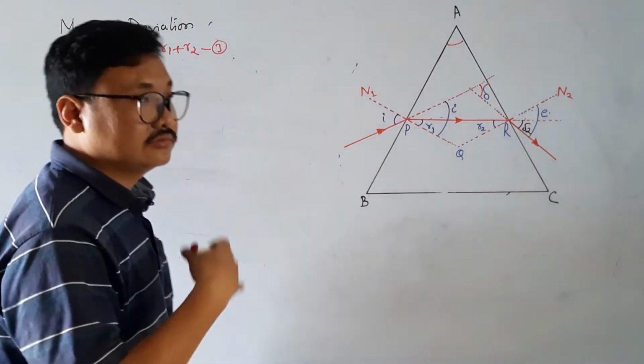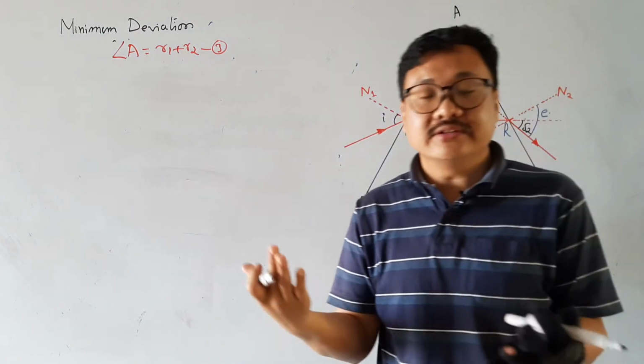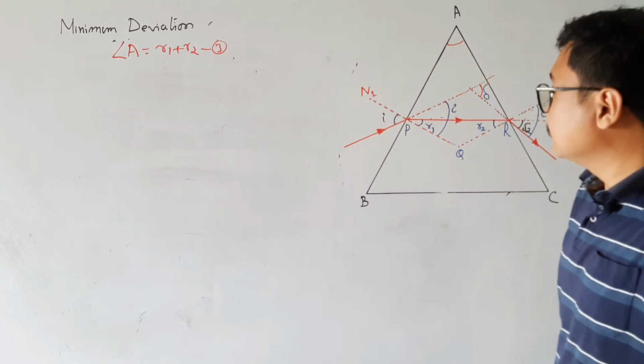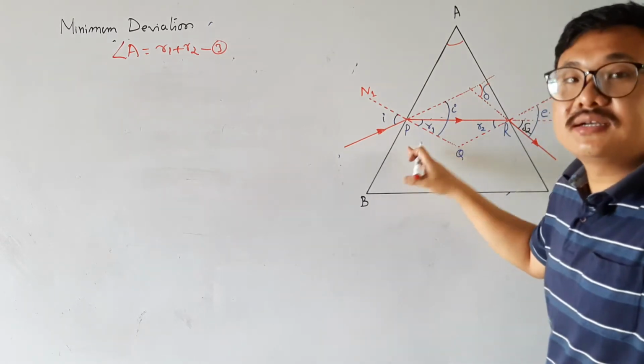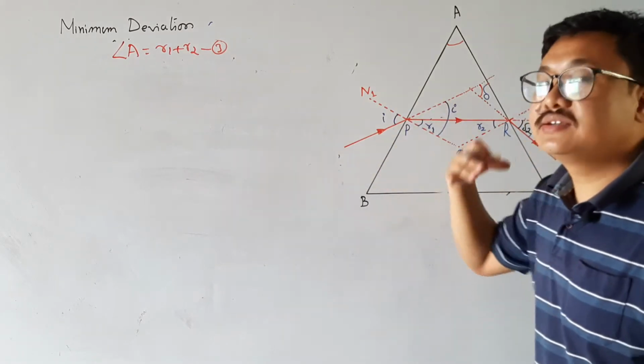We are almost done. Now what next? What to do in the next case? In the next case, we will find how much is the deviation, by how much angle the incident ray is deviated.